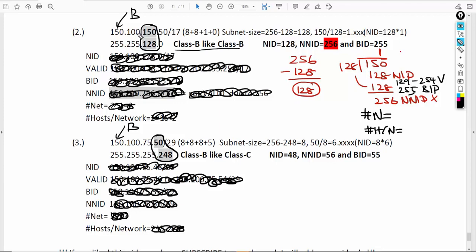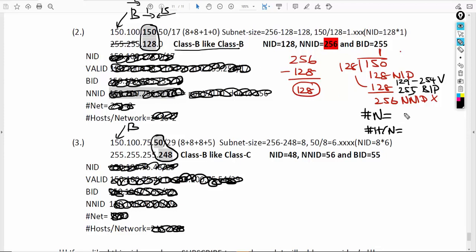This is also a class B. I'm going to ignore these two, so I have extra 1s in the subnet mask in this direction. The 1 means there are 7 zeros, and this 0 means 8 zeros. So I have 15 zeros.